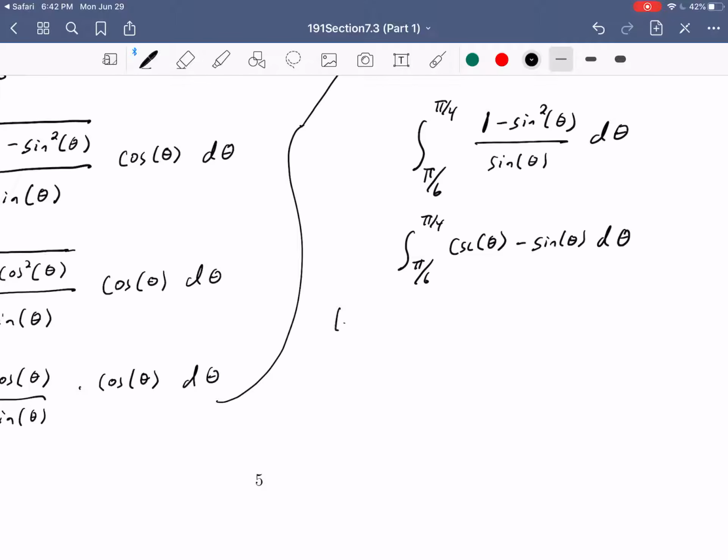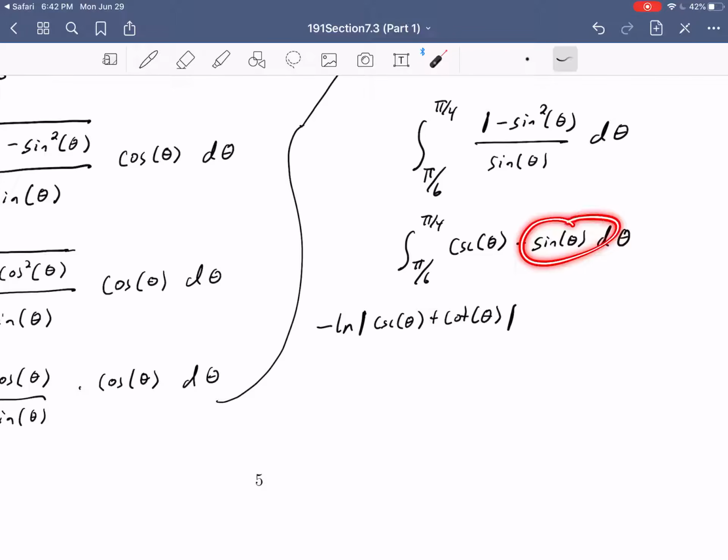So we get negative ln absolute value cosecant theta plus cotangent theta. That's our integral of cosecant. If you haven't seen that integral before, that's exactly the parallel for secant theta, and you can confirm that, or you can also just add this to the table of integrals that you know.